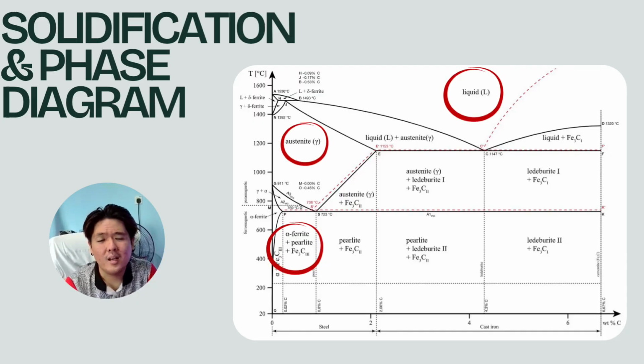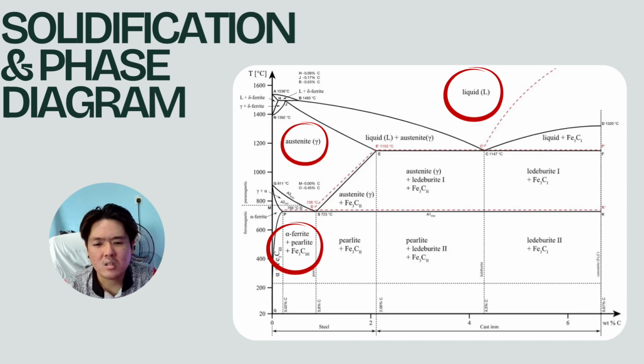So I will explain briefly the solidification process and the phase transformation of steel using the iron carbon phase diagram. When steel is in molten state, it exists as liquid iron with carbon dissolved in it. As the metal cools, the liquid begins to solidify and first forms a phase called austenite. Austenite is a high temperature phase that can dissolve a large amount of carbon.